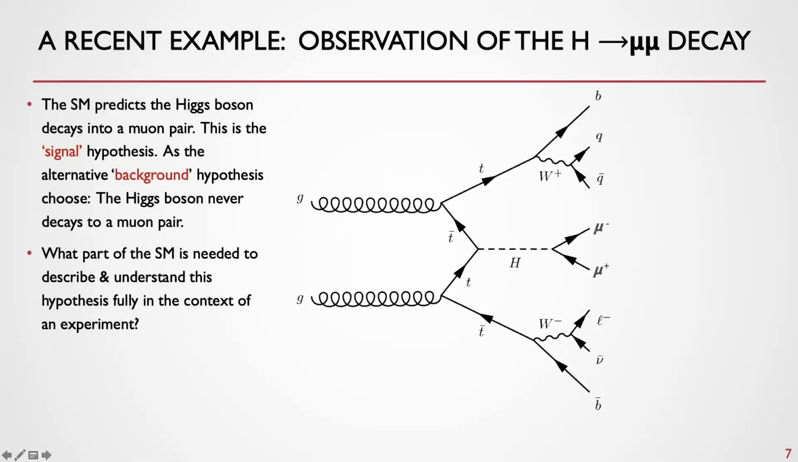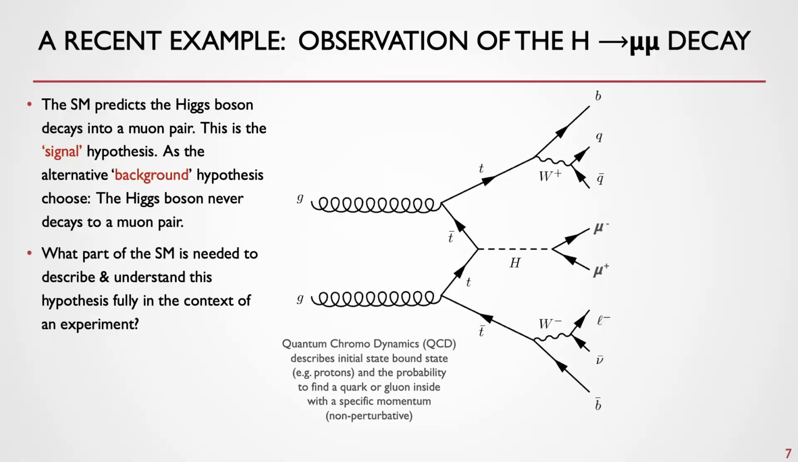I want to tell you what parts of the standard model are necessary for you to understand in order to understand this measurement. And it's an important measurement because it confirms the coupling of the Higgs boson to the second generation, and nobody's done that before. So what parts of the standard model are needed?